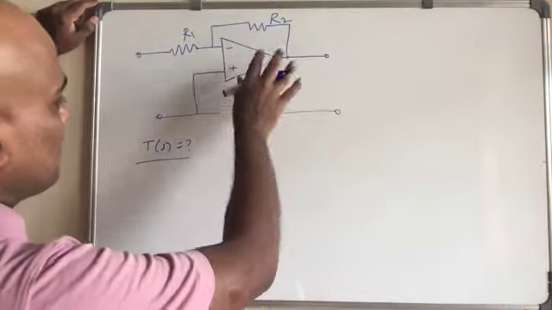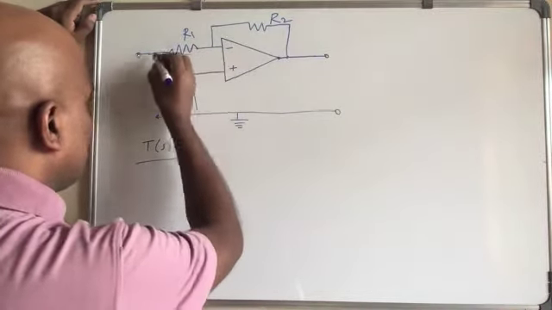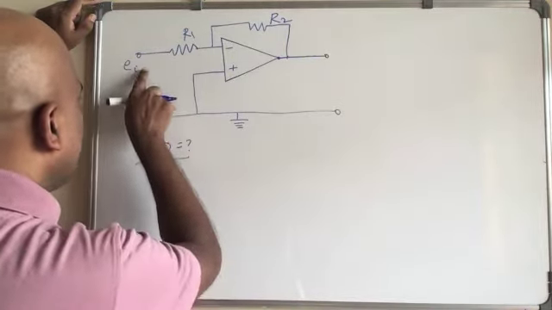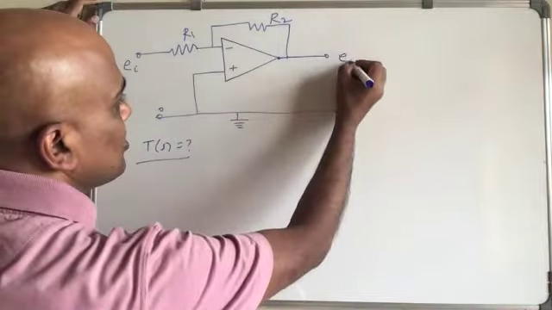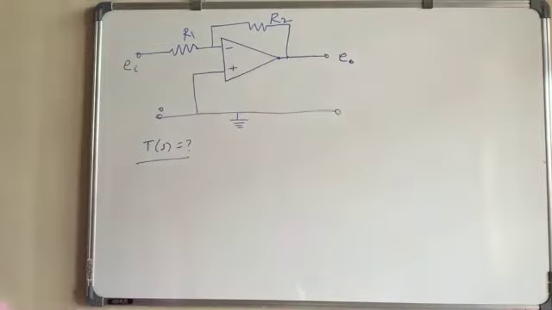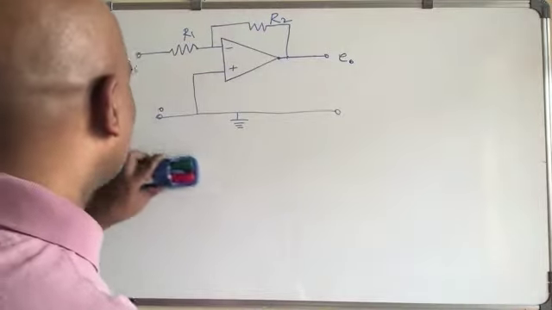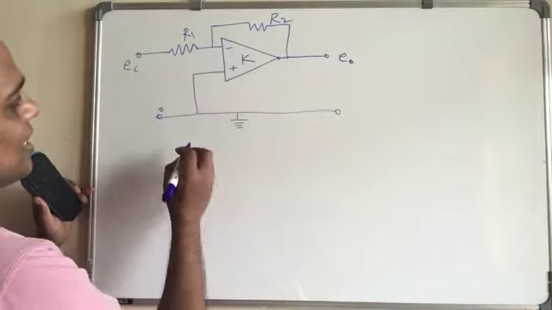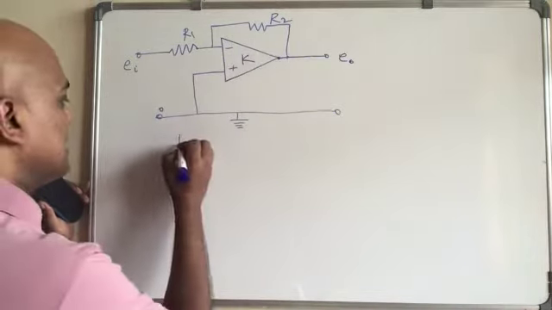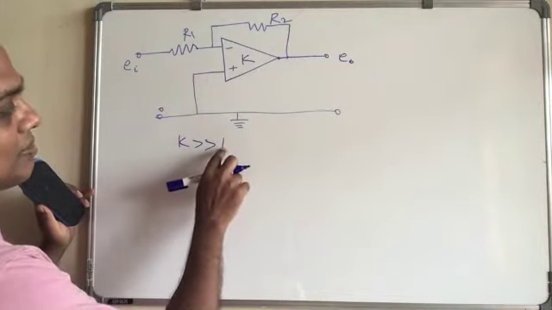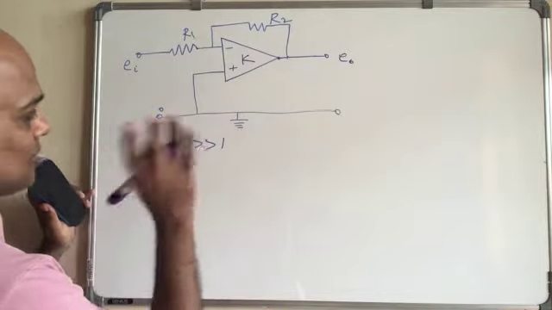So here, this one is EI, of course this is a 0 voltage, so EI with respect to this one, and here this is EO. Okay, now the equations that we have to remember here. First thing, you have to remember this K. K is of the order of 10 to the power 5, so K is very large, very much larger than 1, so that we have to remember.